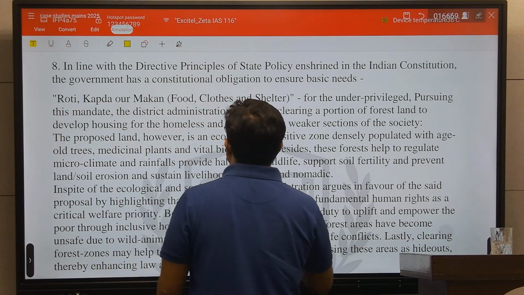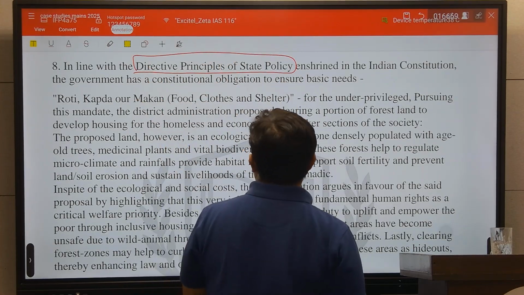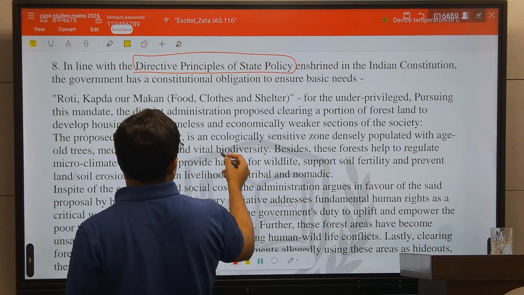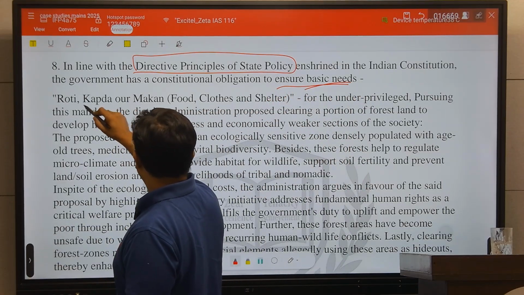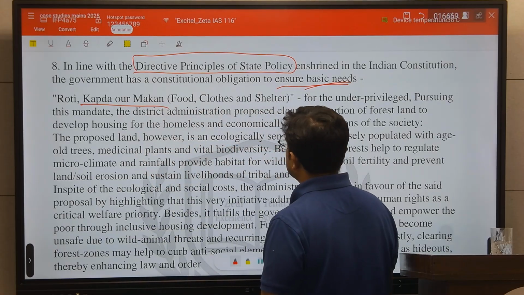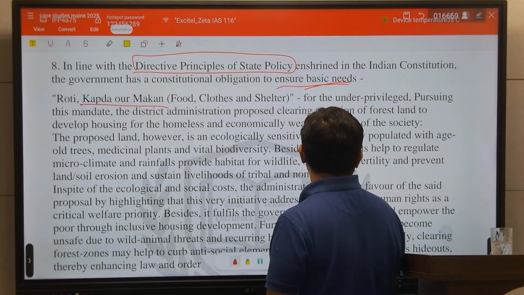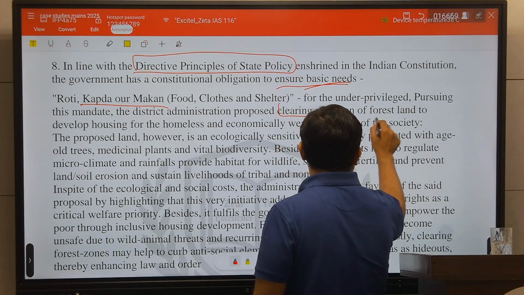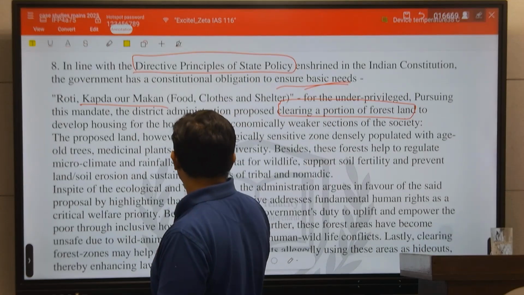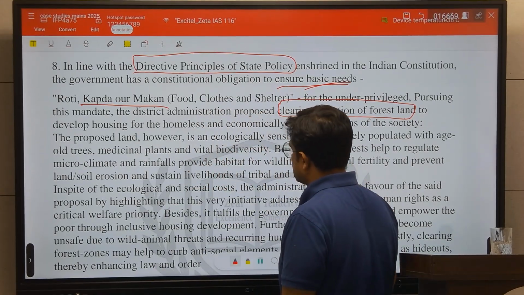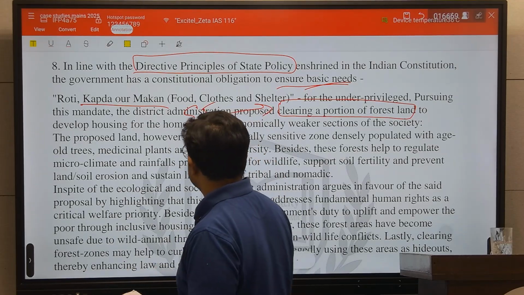In line with the DPSPs enshrined in the Indian Constitution, the government has a constitutional obligation to ensure basic needs, roti, kapda, makan, for the underprivileged. Pursuing this mandate, the district administration has proposed the clearing of a portion of forest land. So here is the key: for roti, kapda, makan, you're clearing the forest land to develop housing for the homeless and economically weaker sections of society. So social justice, but at the cost of forest.